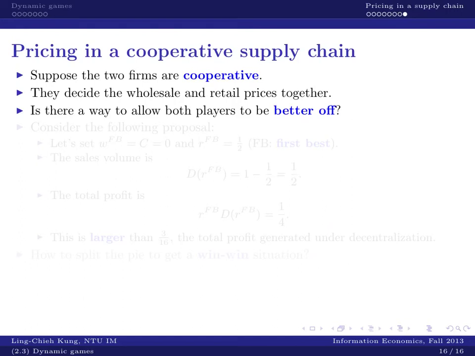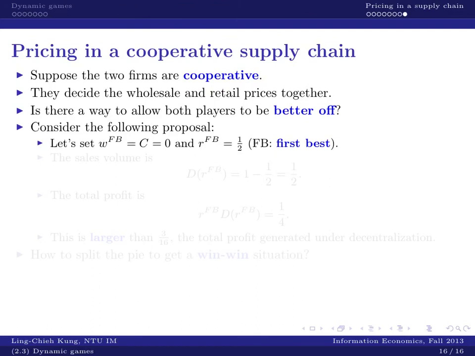Okay, so now let's compare the previous decentralized case with the benchmark case of cooperative supply chain. Suppose the two firms now are integrated together, and they want to make their wholesale and retail price decisions together. The question is definitely, is there a way to make both of them better off? Is there a way to make them earn more money? Only if that's possible, they will have the incentive to cooperate.